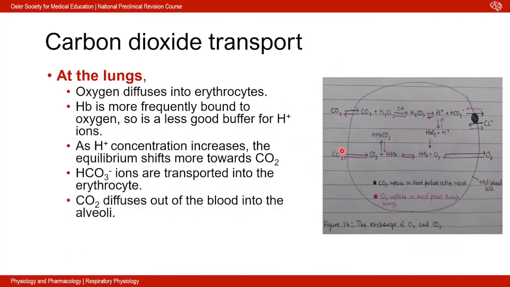This diagram is really worth just having a look at. It might be one that's a bit too complicated to draw in exams, but worth kind of knowing the principles of it.